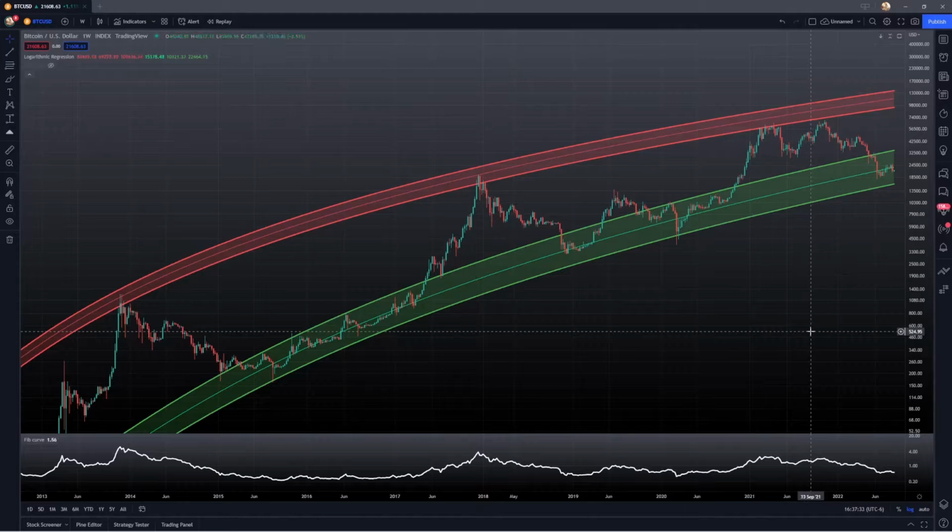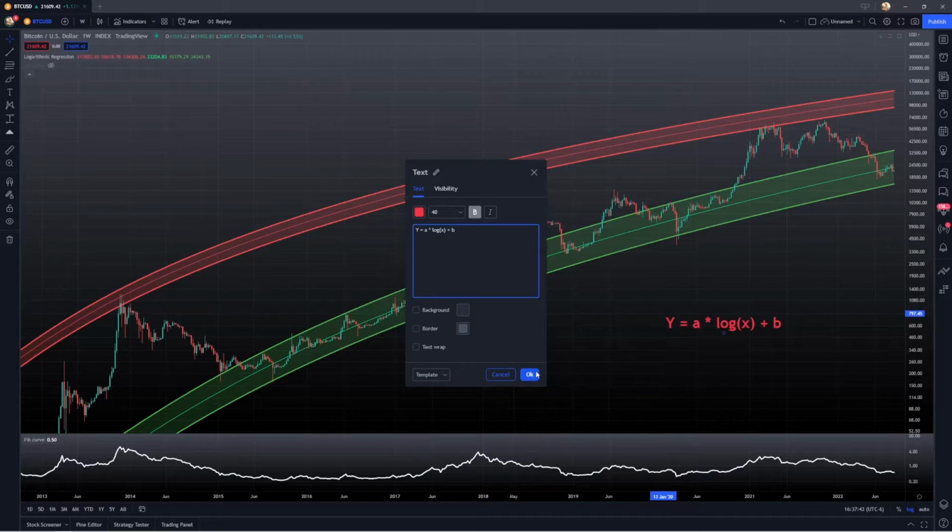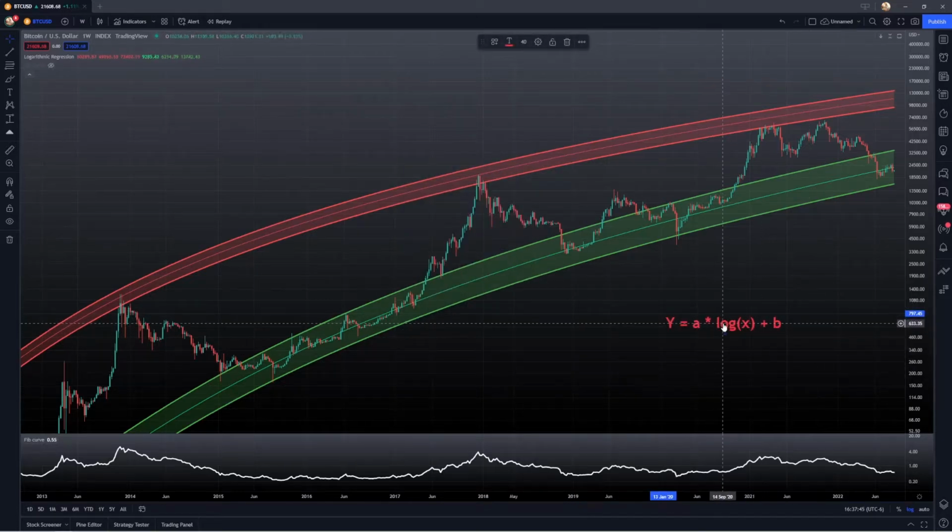So let's first talk about what this indicator is. Basically, it's just an equation. It is an equation that models the parent function y equals a times the log of x plus b. So this is the equation right here. X is going to be the time, that is the date, the x-axis, and then a and b are just going to be constants. And these constants are used to fit this curve onto Bitcoin's previous bear market data points.